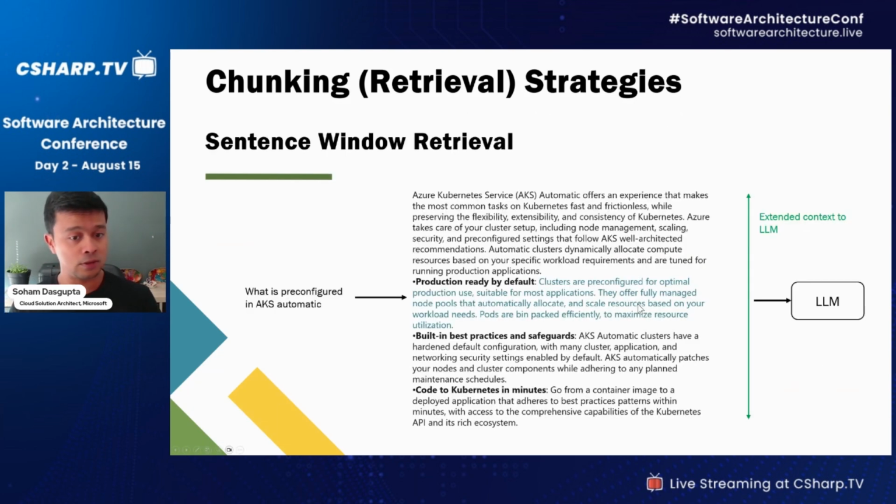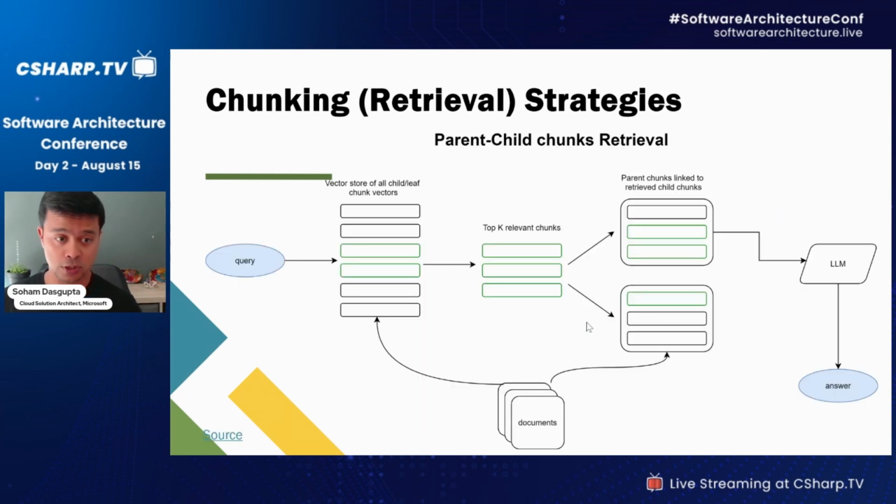Secondly, there is another thing called sentence window retrieval. For example, this is a text from the Azure Kubernetes Service automatic offer. Let's say you want to find out what things are pre-configured in Azure Kubernetes. You should get this answer back, because this is the default configuration you get from Kubernetes. But to get better reasoning, you can extend the context. So you can do a sentence window retrieval. This is another way of sending information to the LLM: not only the part that you retrieve, but also the part around it, to make a better judgment call and a better response.